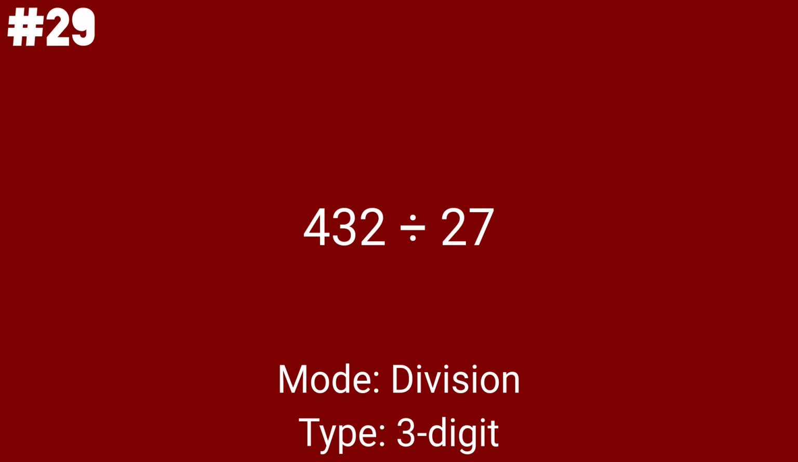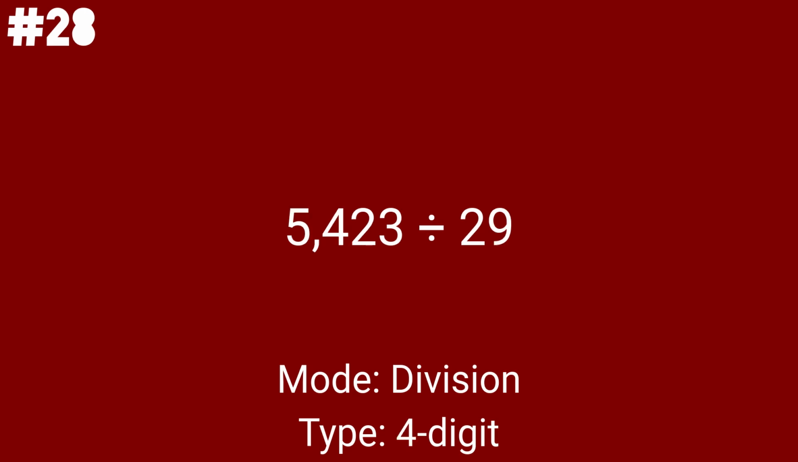432 divided by 27 is our last division problem with 3 digits, meaning it's time to move on to the 4-digit division problems. Moreover, this is the dozenth division problem. 5423 divided by 29 will be the 13th division problem and the one that is the first division problem that has 4 digits.